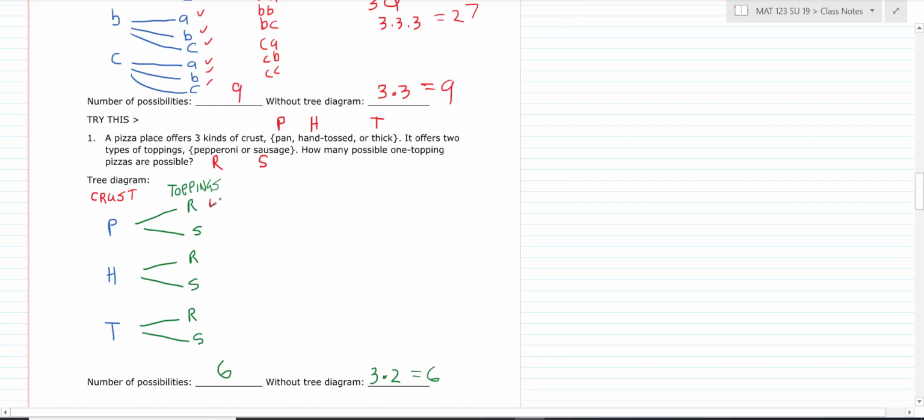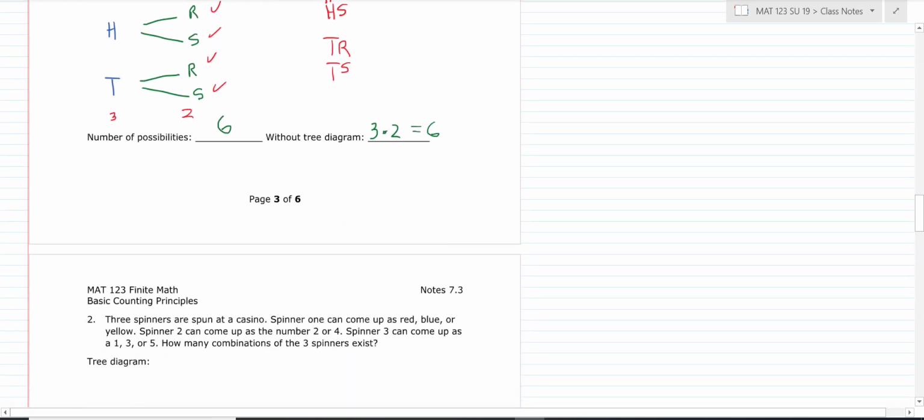All right, so what you would have then is 1, 2, 3, 4, 5, 6 possible pizzas that you can make. Well, there's 3 ways to do this, 2 for each branch, so 3 times 2 is 6. That's the shortcut of how you can do that. And then the possibilities would be a pan pepperoni, a pan sausage, a hand-tossed pepperoni, a hand-tossed sausage, a thick pepperoni, thick sausage. Now this is only selecting a 1-topping pizza like that. So that would be the 6 ways that you could make that pizza. All right? Okay, so let's move to the next thing here.